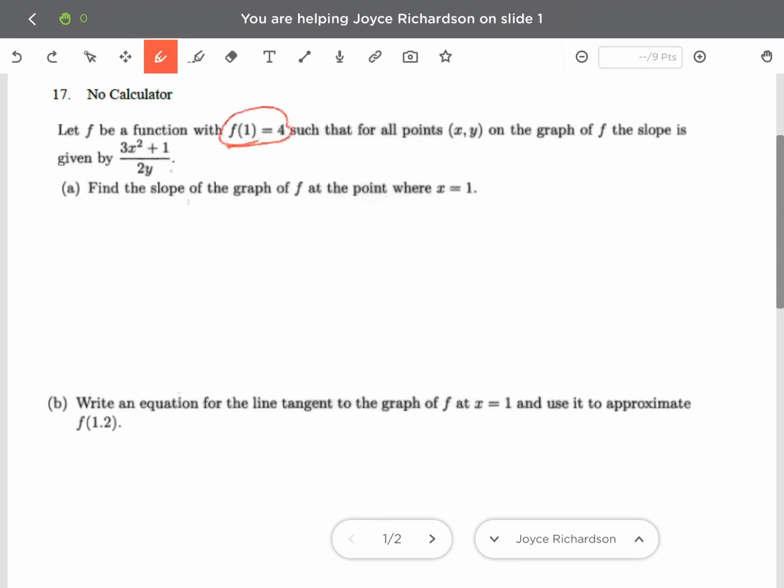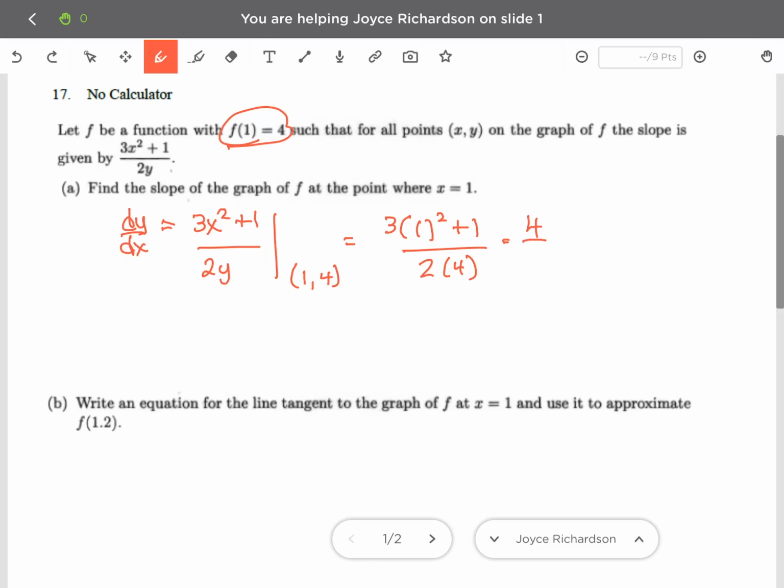Well, given that you have the point 1, 4, we have to evaluate, and because we know that the slope dy/dx is equal to (3x squared plus 1) over 2y, we're going to evaluate that at the point 1 comma 4. If we do that, 3 times 1 squared plus 1 over 2 times 4, we're going to get 4 over 8, which is 1/2, and that was 1 point.